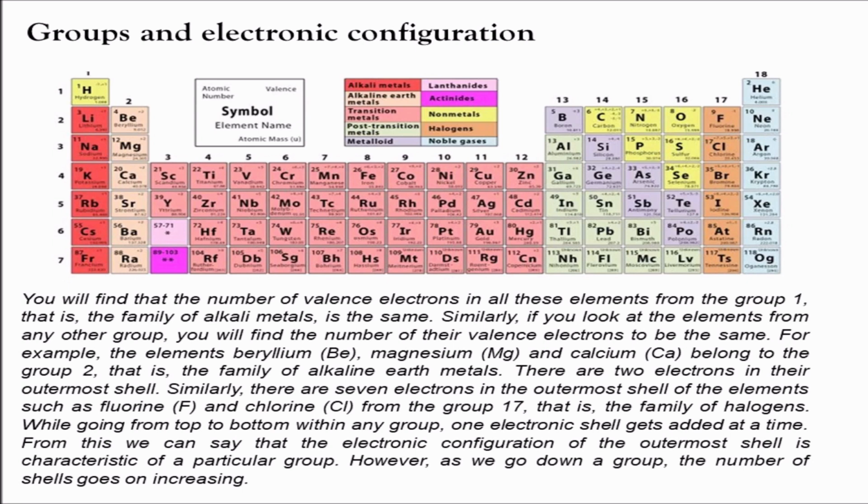Let us consider titanium. We have group number 4. The atomic number is 22. So what will be the configuration? In the outermost shell we have 4 electrons. That's why it comes under group number 4. So it works in the very same way.